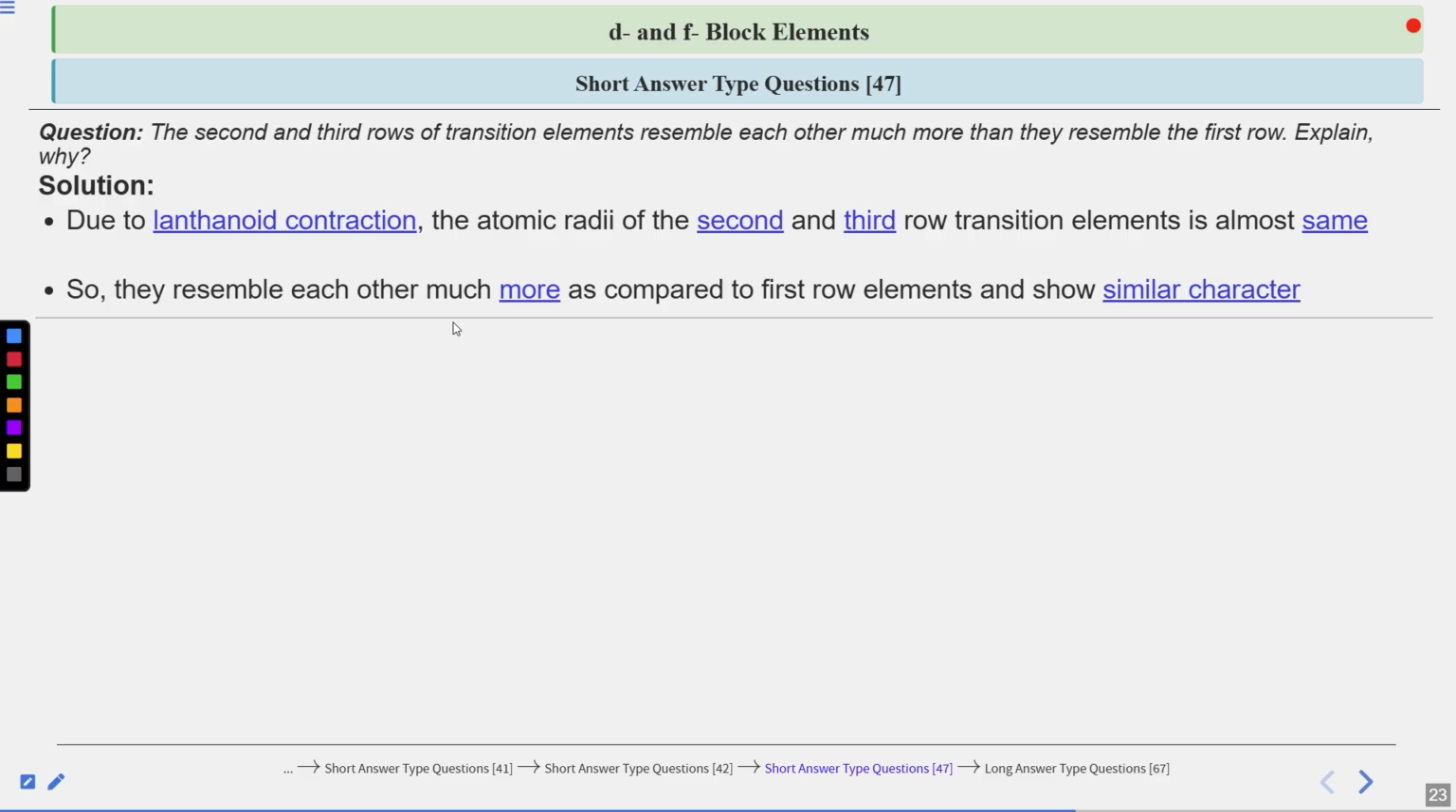Okay, so the correct reason is the lanthanoid contraction, the gradual decrease in the atomic size between the second and third row transition elements, due to which their atomic radii are almost the same, and due to which they resemble each other much more compared to their resemblance to the first series, that is the 3d series, the first row elements. And that's why they show similar character and similar properties. Okay, let's move to our next question.